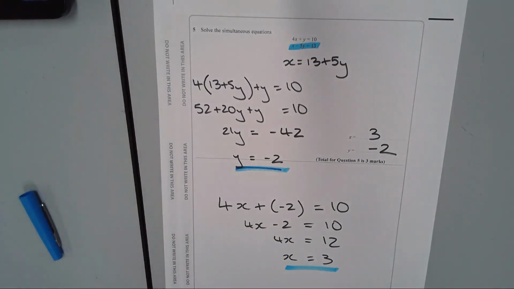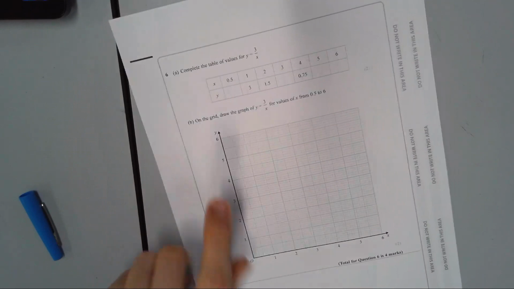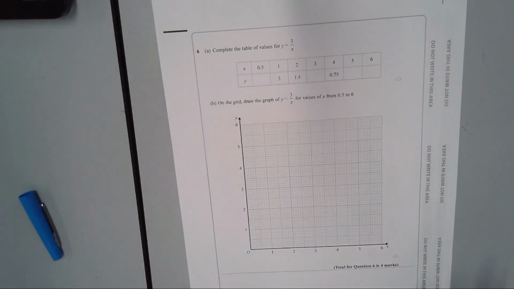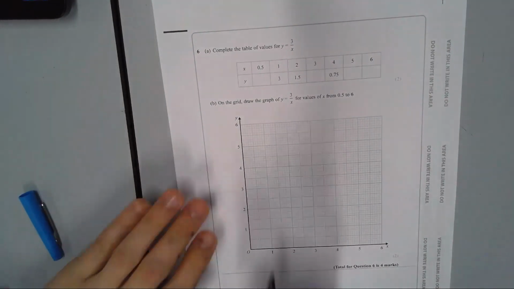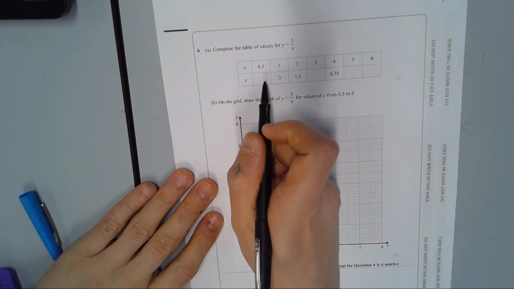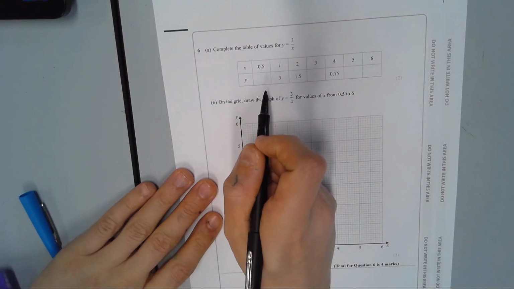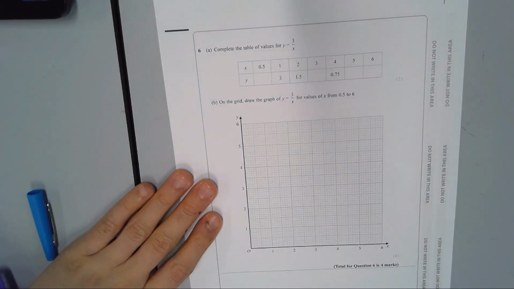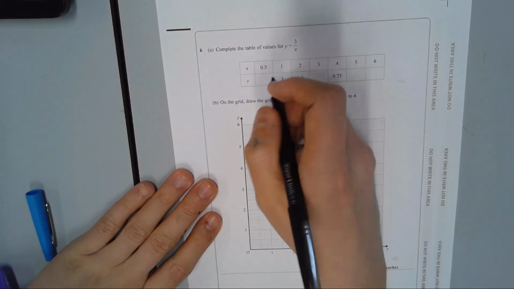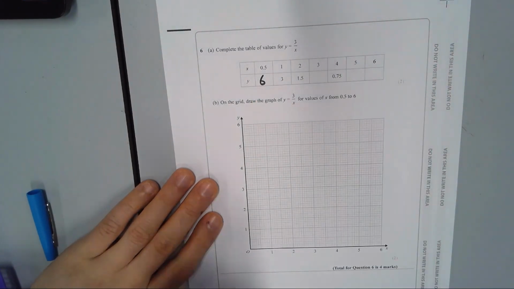Let's go on to the next question. Question 6. Okay, so we have a table of values. Again, you have your calculator here, so these calculations are straightforward. You do not have to do them in your head. 3 divided by 0.5 is 6. 3 divided by 1.